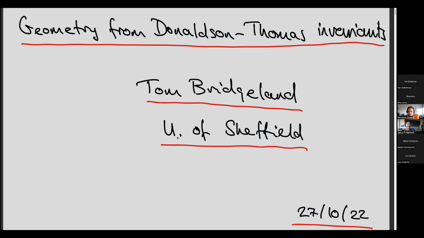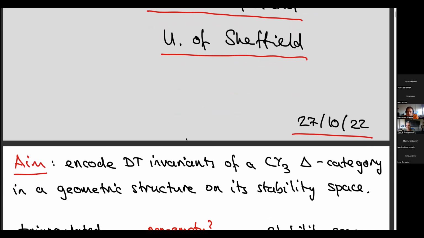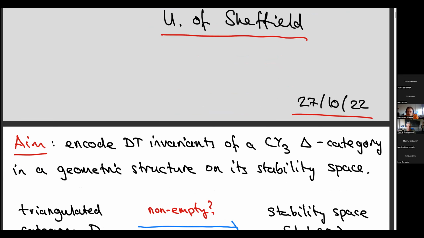Okay, so what's this about? This is about some ongoing project to somehow use Donaldson-Thomas invariants to define a geometric structure. So maybe it's easier just to carry on a bit and then discuss why we would want to do that.